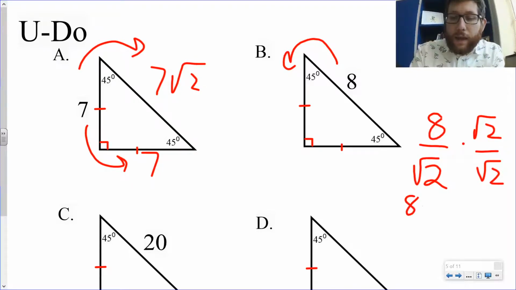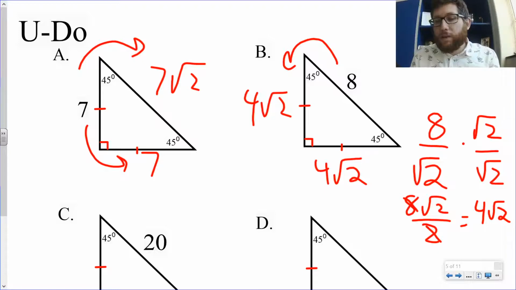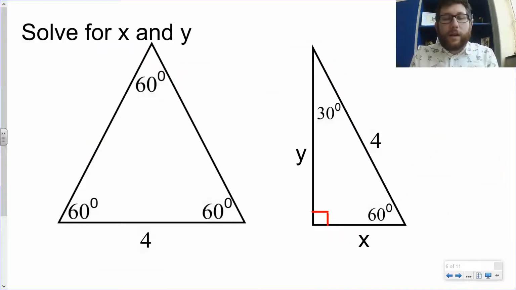So I get 8 root 2 all over 2, and then I can actually simplify that. The 2 and the 8 comes out to 4 root 2. So my final answer here would be 4 root 2 and 4 root 2. Okay. The 20 was going to work similarly, and so we're going to keep moving on here. So that's our 45, 45, 90 triangle.